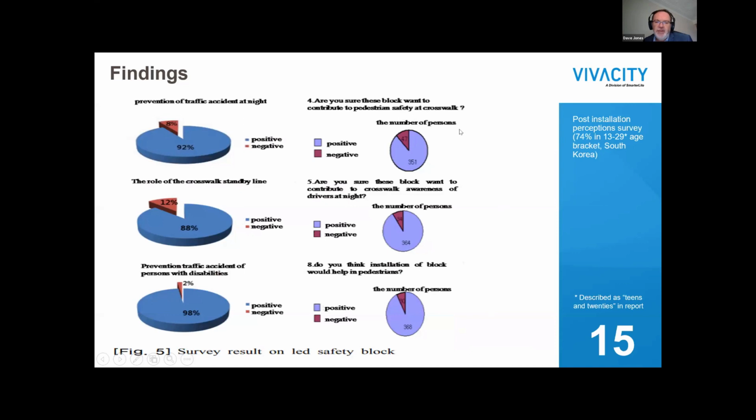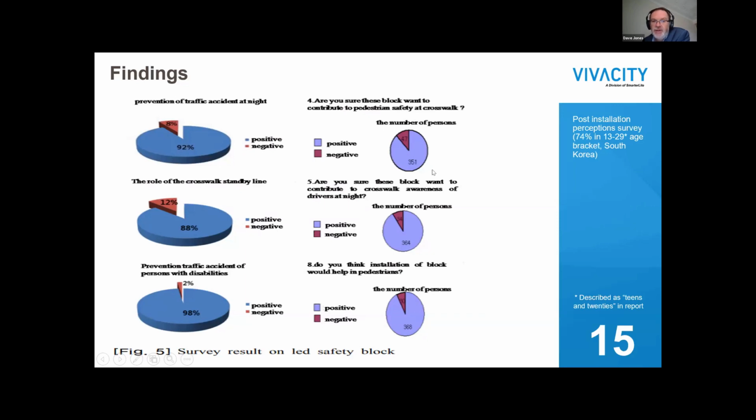So the study referred to both a survey of perceptions of safety for pedestrians and an actual crash study. Just some of the findings, directly from the report itself, are about perceptions of safety. Are you sure these blocks contribute to pedestrian safety at crosswalks? And this is asking pedestrians on the street. 351 positive responses and 47 negative, so nearly 400 respondents.